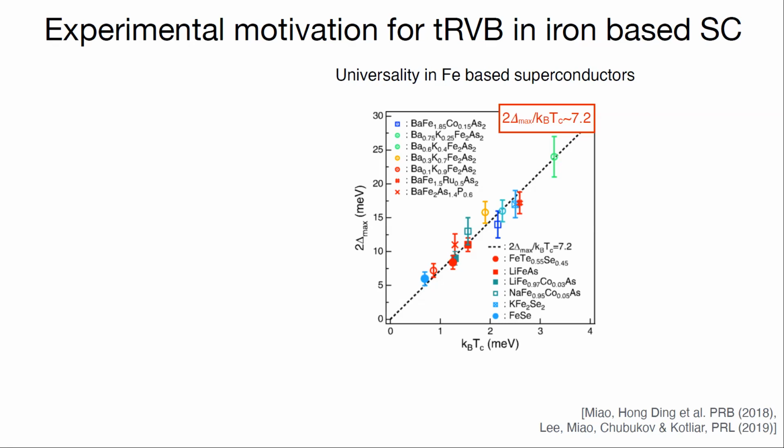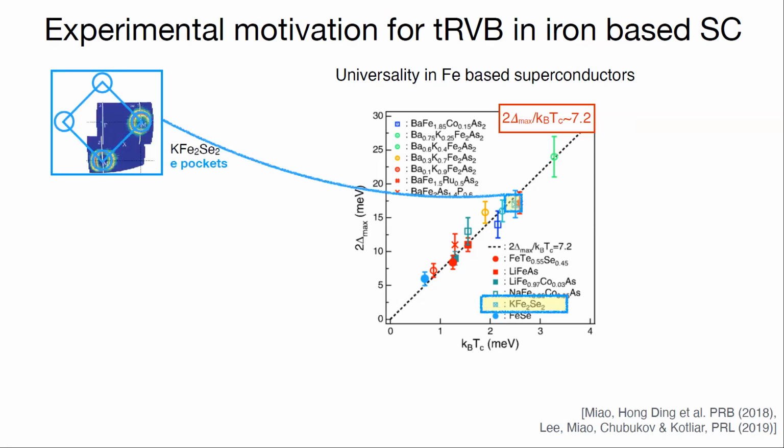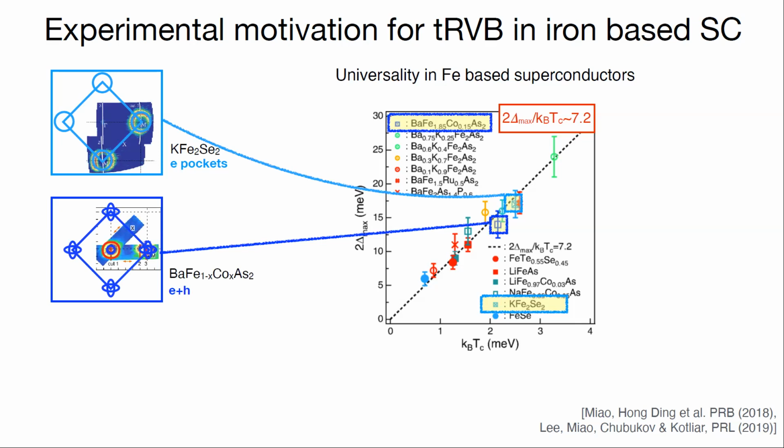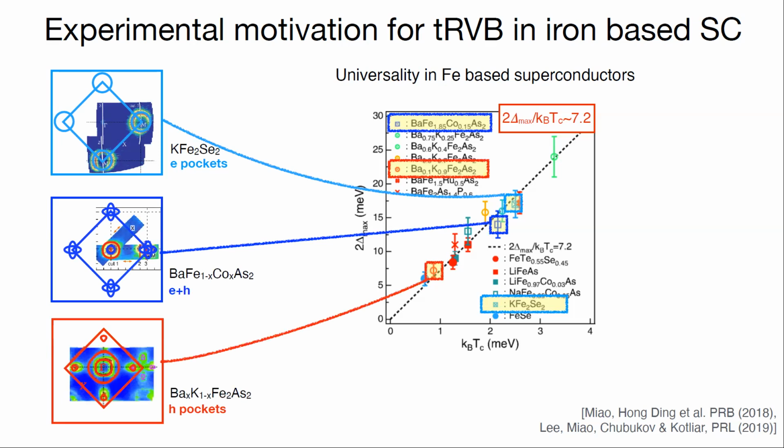And you see that for a variety of systems, this falls onto a straight line with two delta over Tc being about twice the value from before. This suggests that there is somehow a universal mechanism for a variety of iron-based superconductors. And importantly, these various iron-based superconductors are very different in terms of their electronics. For example, there is this here, potassium iron selenide, which has only electron pockets. Or there is this one, which has electron and hole pockets, as in this pnictide 122 series. And for example, if you extremely hole dope it, you end up in a problem which has only hole pockets. So you have three different Fermi surface topologies, and all of them give you essentially the same two delta over Tc. This is a motivation to look into a universal mechanism for superconductivity in the iron-based superconductors.